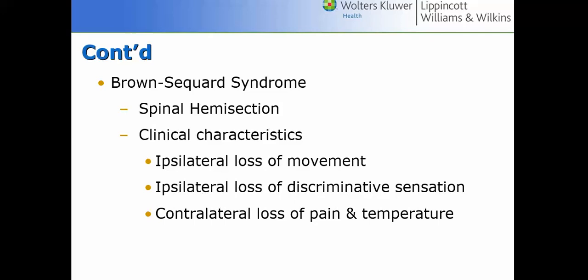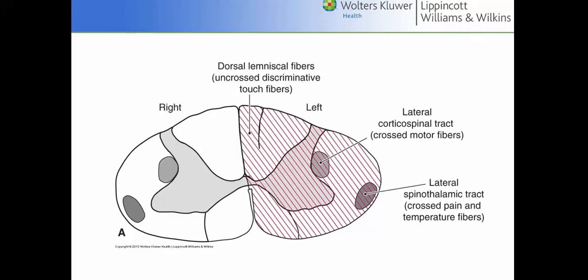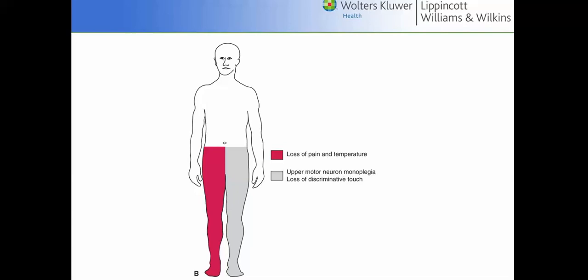And then you have something called Brown-Sequard syndrome. That's basically spinal hemisection, so a part of the spinal cord is compromised. The characteristics would be ipsilateral loss of movement, so the part of the spinal cord on that side of the body is compromised. The sensation is compromised, and there are going to be problems with pain and temperature perception as well. So this is an example of Brown-Sequard syndrome where this part of the spinal cord is affected. You can see there is upper motor neuron monoplegia, loss of discriminatory touch, loss of pain and temperature as well.